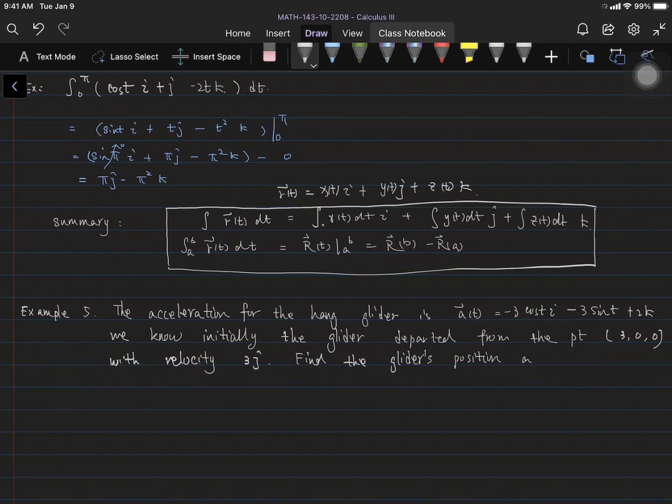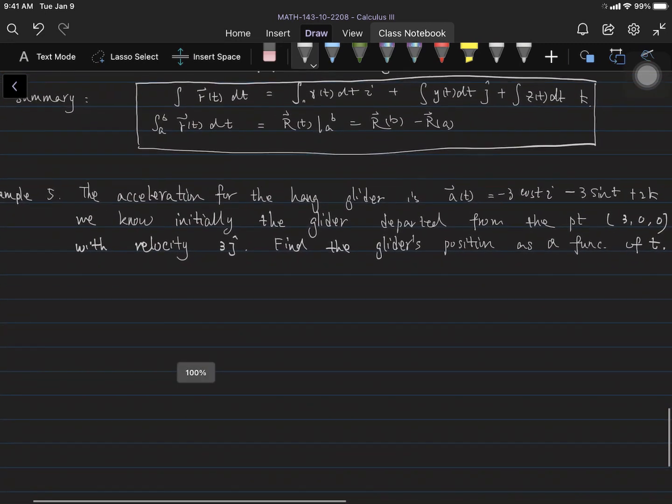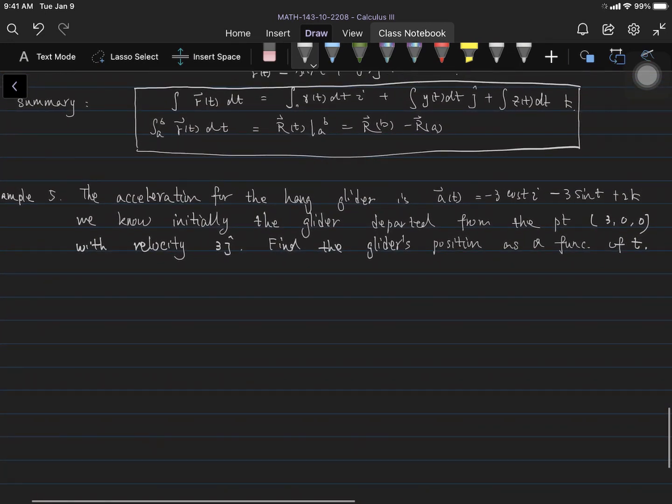Position as a function of t. Okay, so now let's read the problem. The acceleration is given. Let's write down the information. a(t) is -3 cosine t i minus 3 sine t j plus 2k, right?